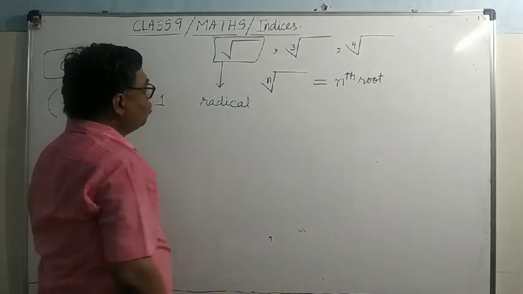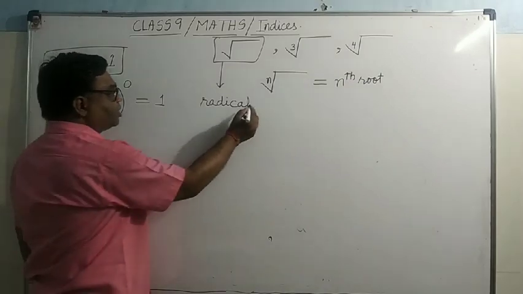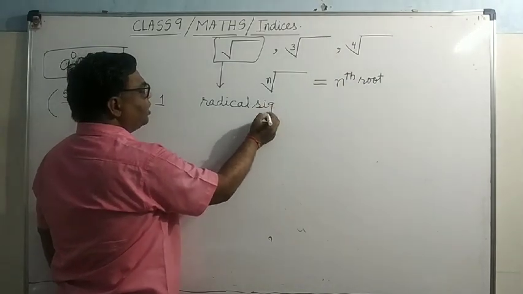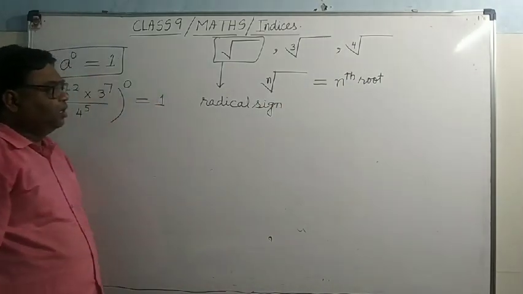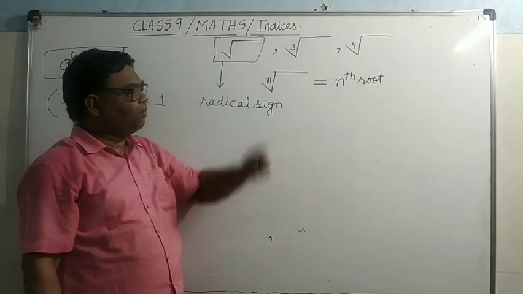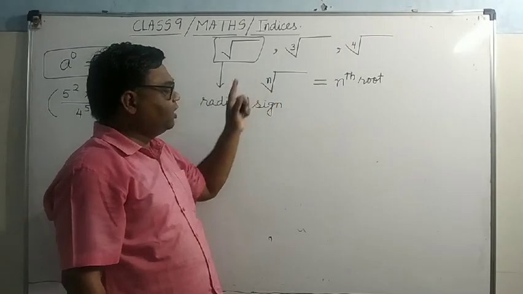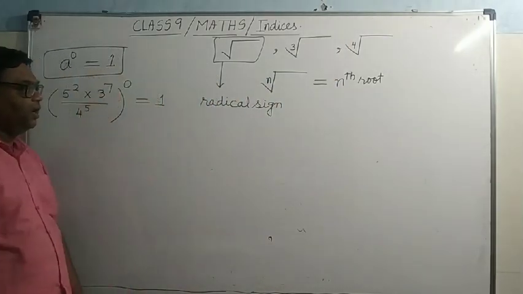In a square root we don't write 2 here. It is called the radical sign. It is the sign of radical. It is clear. It is the radical of order 2. Here it is the radical of order 3. Here it is the radical of order 4. Here it is the radical of order n.